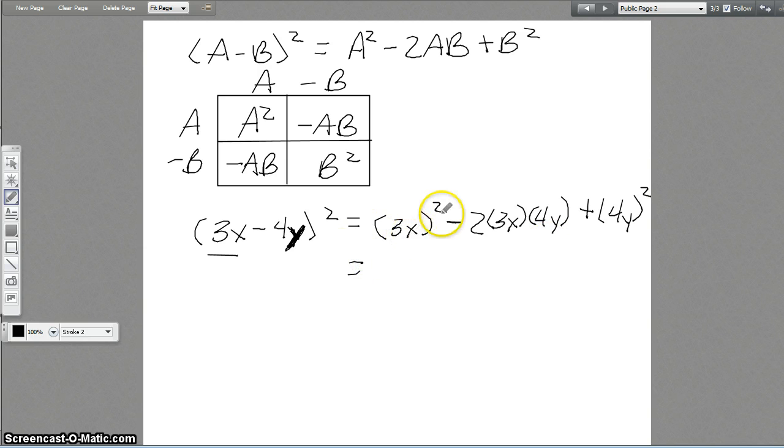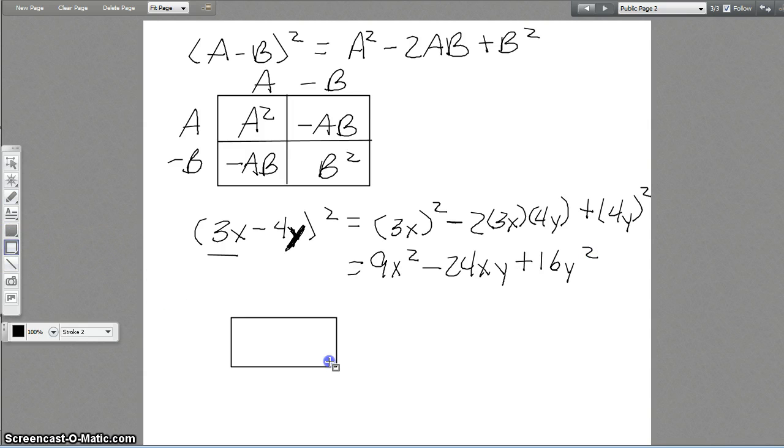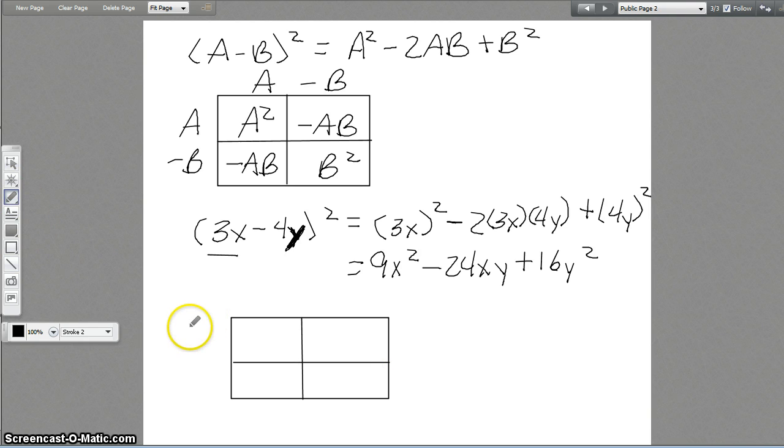So 3x quantity squared, because the 3 is included since it's in the parentheses, that is 9x squared. Minus 2 times 3x times 4y, that is going to be minus 24xy. And then our last term, 4 times y, the quantity squared, that's going to be 16y squared. And you will see that this works out when we put it in a grid. Let me draw my grid lines in. Okay, and now I will actually put our numbers in.